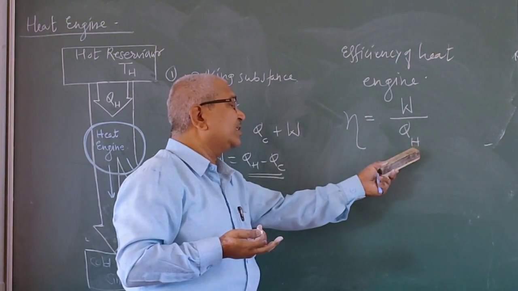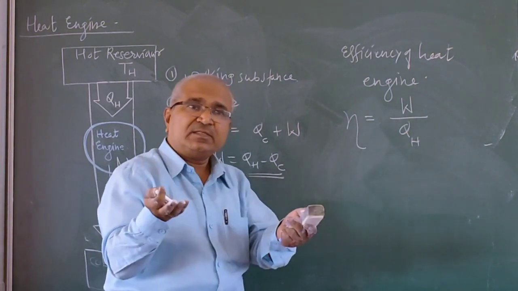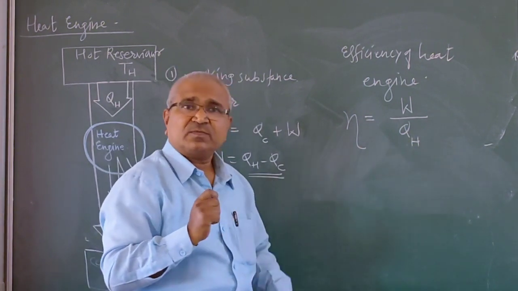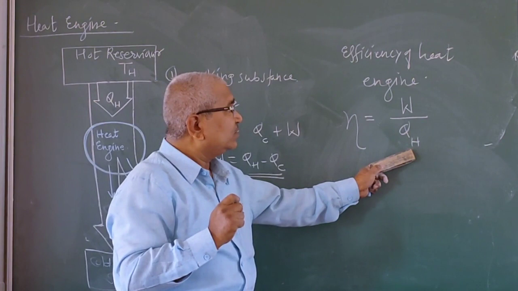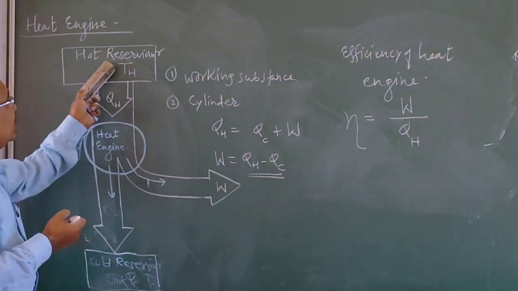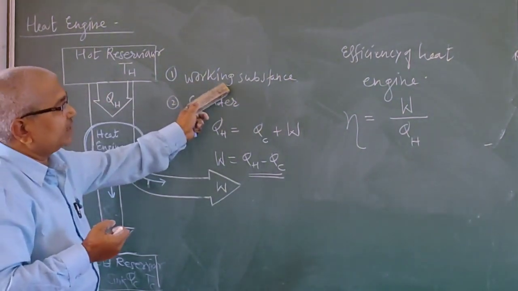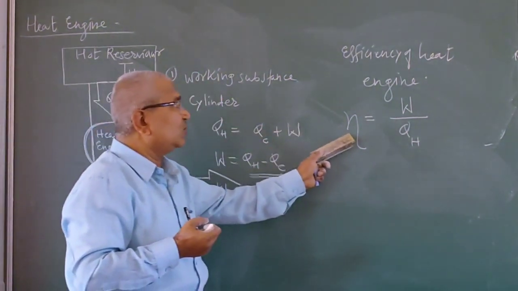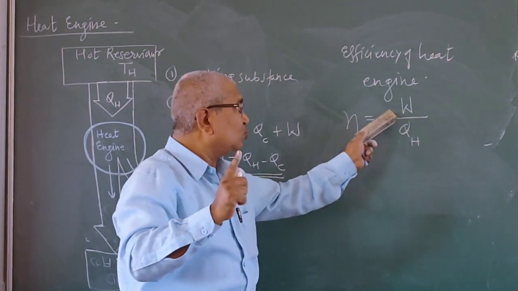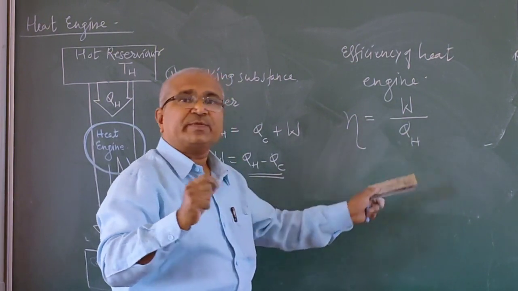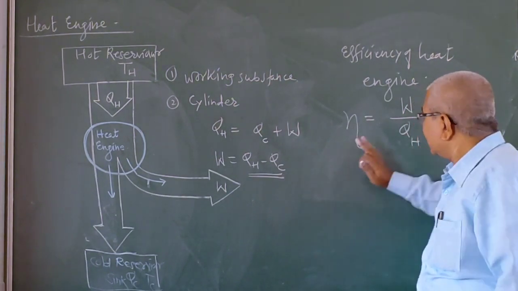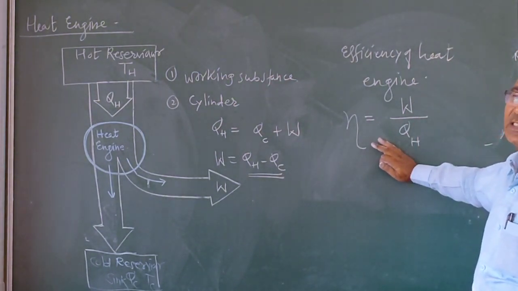And how much heat is supplied, provided towards the heat engine? That supplied heat is QH. So QH is the heat taken from the hot reservoir by the working substance. So it is a ratio of work done by the working substance to the amount of heat absorbed by the working substance. So this is the formula of efficiency.